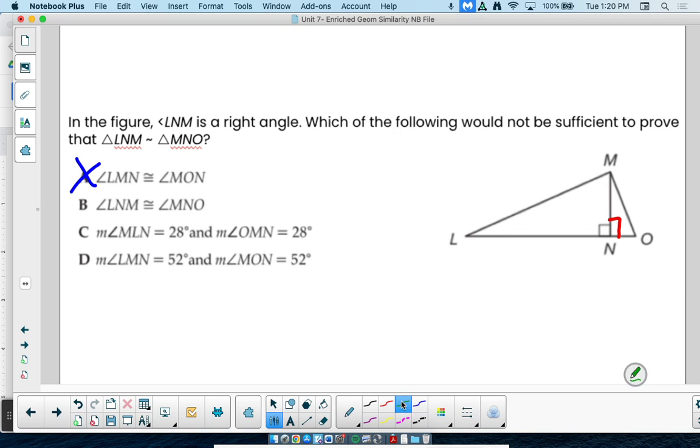Let's hear it. Angle LNM. This one does not work. That's the right angle right there. And angle MNO, MN. That does not work. Is that enough information to say they're similar? No, because they gave us the pair we already know. Not enough info. That was it. Yeah. Process of elimination. We're done.